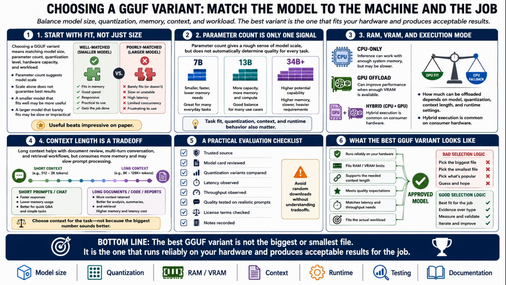Avoid random downloads without understanding trade-offs. Prefer trusted sources, read model cards, compare quantization variants, and keep notes on what you tested. Consider latency, throughput, quality expectations, license terms, and whether the model fits the problem. The best GGUF variant is not the biggest or smallest file. It is the one that runs reliably on your hardware and produces acceptable results for the job.